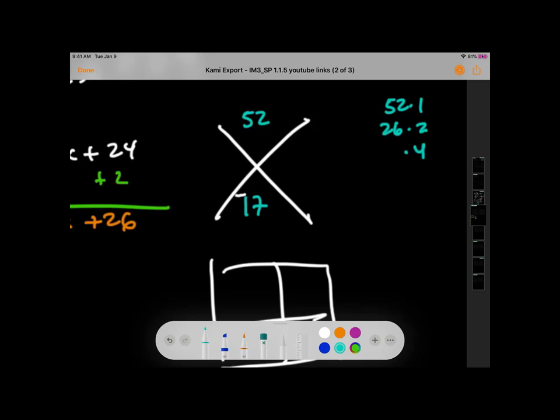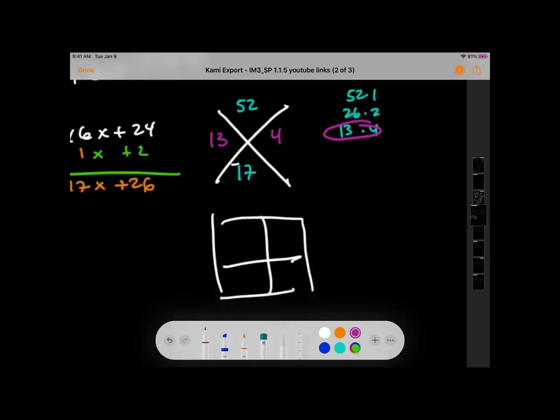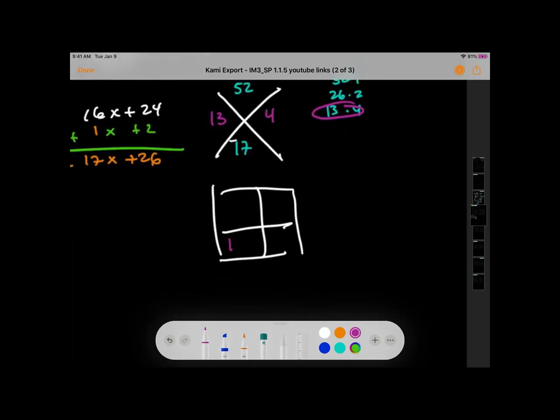4 goes in 52 once, and 13. And any others? Can't think of any. Which one of those works? 13 and 4. 13 times 4 gives us 52, and 13 plus 4 gives us 17. So those are the two numbers, 13x and 4x.